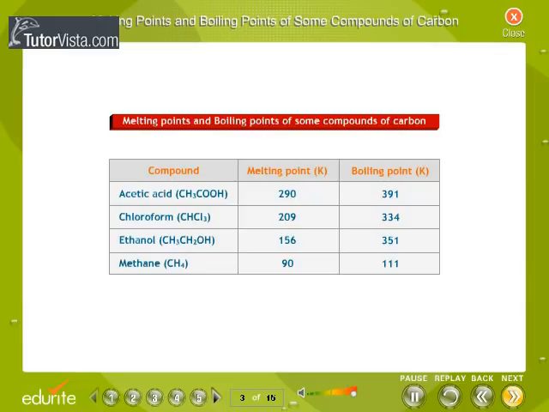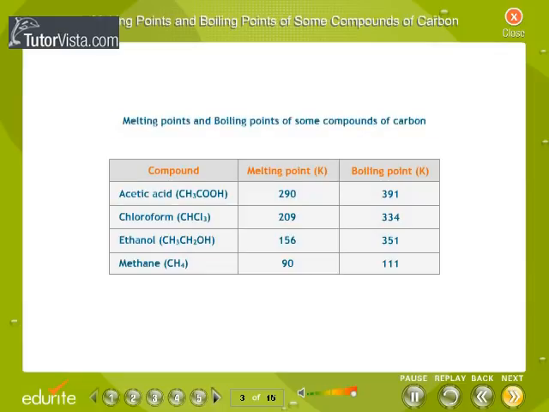Melting points and boiling points of some compounds of carbon. The forces of attraction between the molecules of a carbon compound are not very strong, so they have low melting and boiling points.